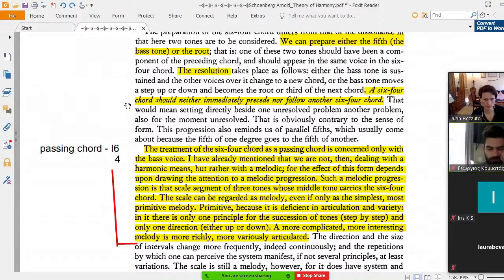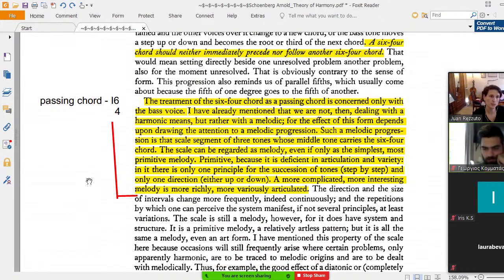The first one seems to go in line with what he just explained. If you have something unresolved and you follow with something that is also unresolved, you have two problems and you didn't resolve any of them. Yes, and then the parallel fifths should be a problem. I mean, should be an issue.